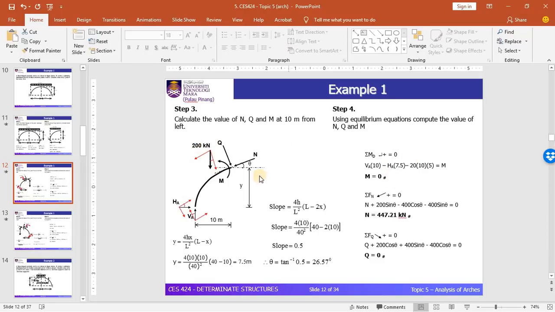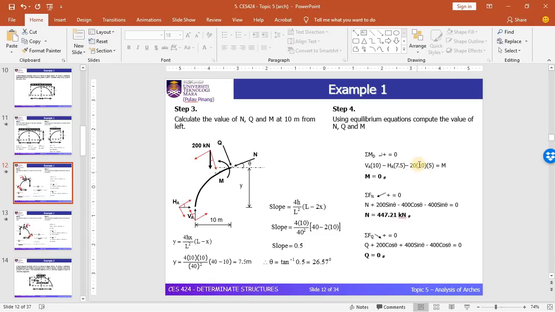By taking moment at the cut section, we have VA multiplied by 10 meter, and HA multiplied by 7.5, which is the value of Y that we determined just now, and the UDL load. This is based on 20 multiplied by 10 multiplied by 5, which results in 200.